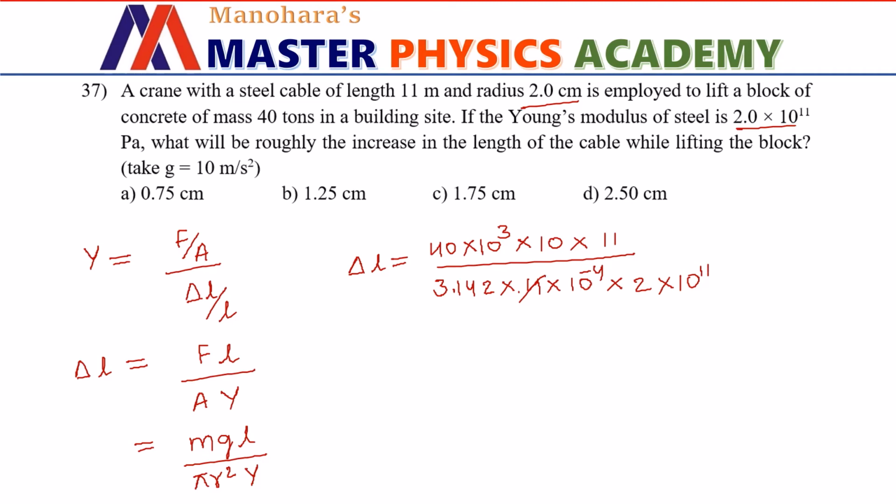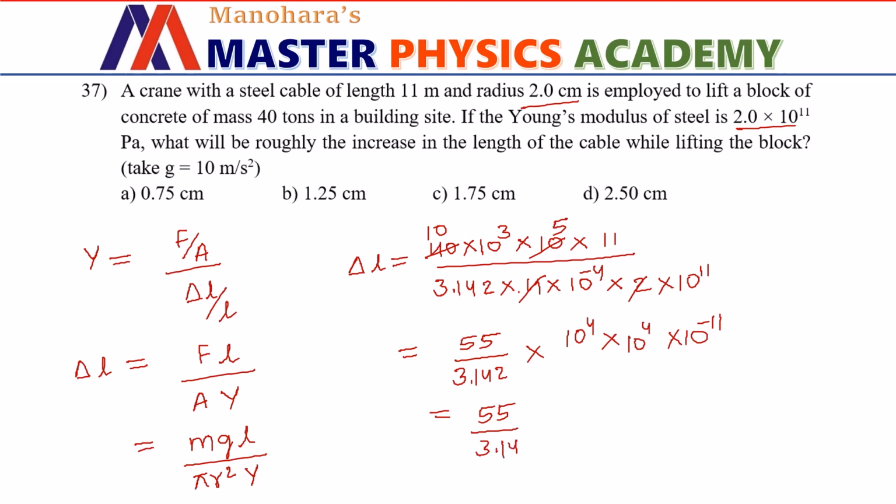Now for 10 times, it is 40. Now what is left here? 2 5s are 10. Now in the numerator we have 5 into 11, that is 55. In the denominator we have left only 3.142. All other things are powers of 10. So let us evaluate that. So 10 into 10 power 3 is 10 power 4 into 10 power 4 into 10 power minus 11. So it is going to be 55 divided by 3.142 into 10 to the power minus 3 meters.